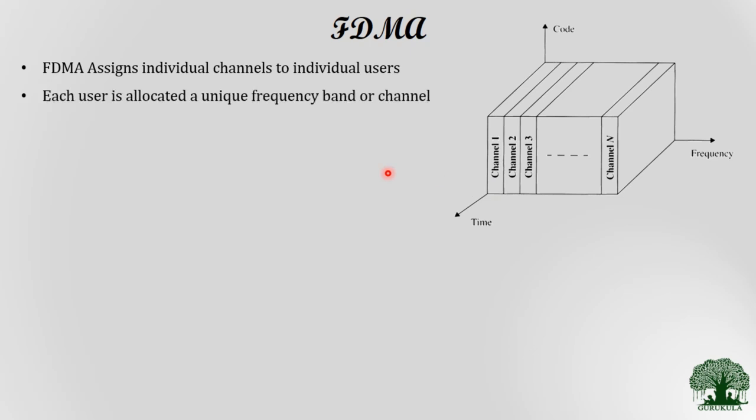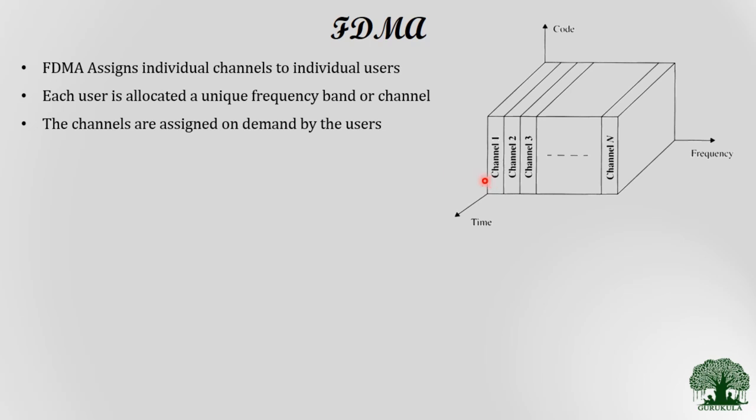And then each user is allocated a unique frequency band or a channel. This is what we call a frequency band, a band of frequency, or we can call it a channel. It is allocated for each and every user, and it is important to notice that each and every channel will have unique frequencies, and none of the frequencies will be repeated again.